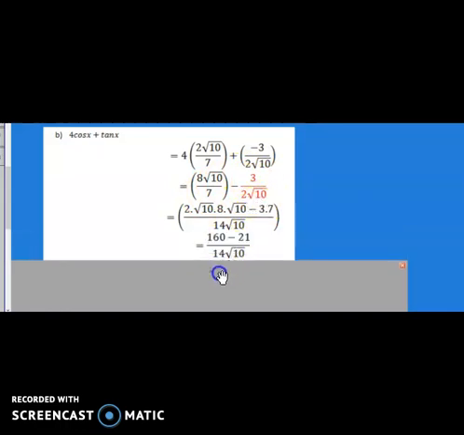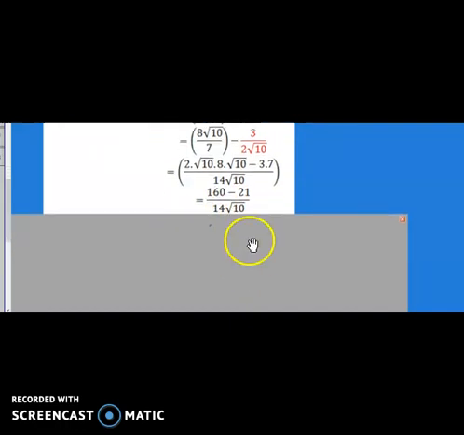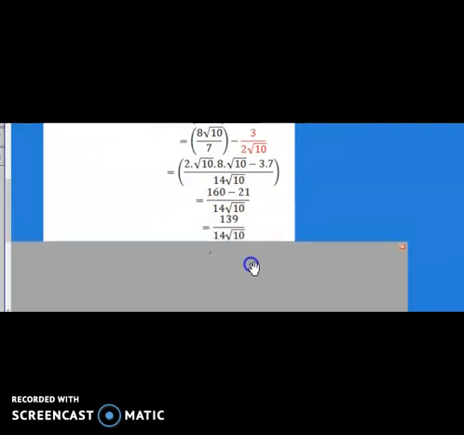Now I simplify. So this is 160 minus 21 over 14 square root of 10. So that's 139 over 14 square root of 10. Now I don't know if you can remember how to rationalize the denominator. They can ask you to give your answer with a rational denominator.